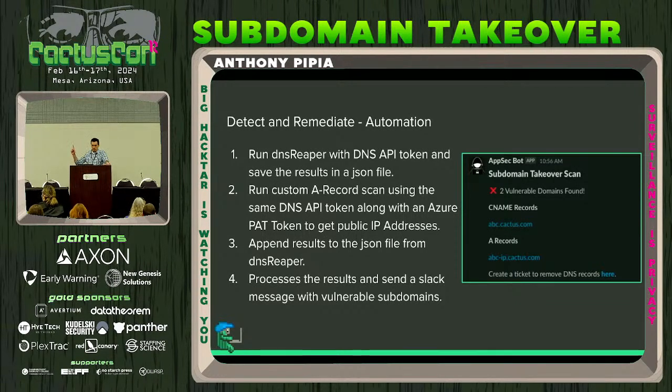I run DNS Reaper with an API token. It runs the CNAME scan and saves the results to a JSON file. I then run my custom A record script, which again, you can find on my GitHub. I'll have a link. And it is using Cloudflare and Azure. So it downloads the DNS records from Cloudflare, and it uses some Azure credentials to do the checks I mentioned on the previous slide. We append the results to the JSON file, and then I have a Slack message that looks just like this one that hits every morning when my automation runs, and lets us know if there are any records we should check out.